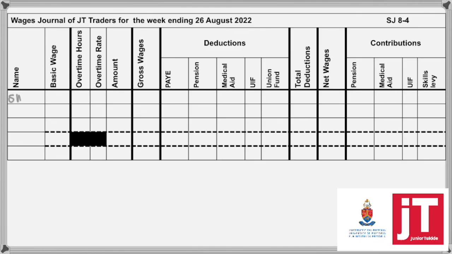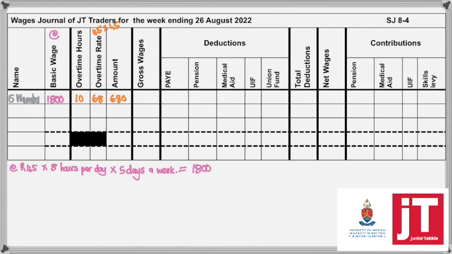So the first person, Wemba, so to get your basic wage, they tell us the basic wage for Wemba per hour is 45 Rand. They work 8 hours per week, 5 days a week, so 1,800 Rand. Wemba worked 10 hours overtime. The overtime rate says 1.5 times normal rate. So the normal rate is 45 Rand. So times 1.5 gives us 68 Rand overtime per hour. And then the 10 times 68 gives us a total of 680 Rand overtime.